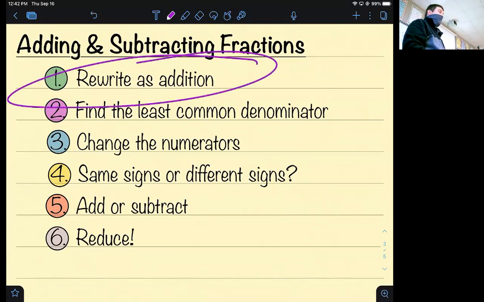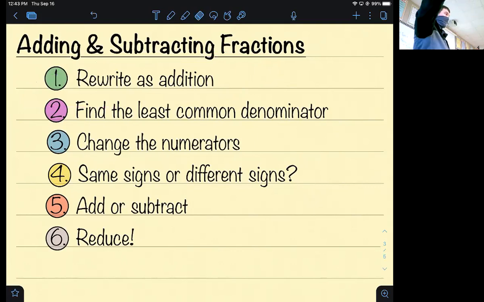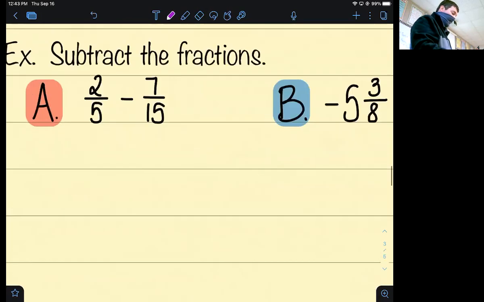Rewrite them as addition. That's new. I mean, it's not new. You guys have done it, but we didn't do it yesterday or Tuesday when we did those. Everything else we did, we found common denominators. We changed the numerators if we ended up changing the denominator, and we added or subtracted depending on whether we had same signs or different signs. So let's jump right into this one.